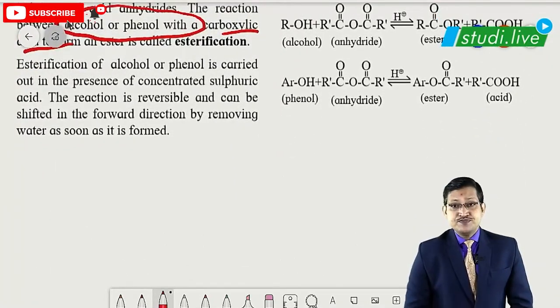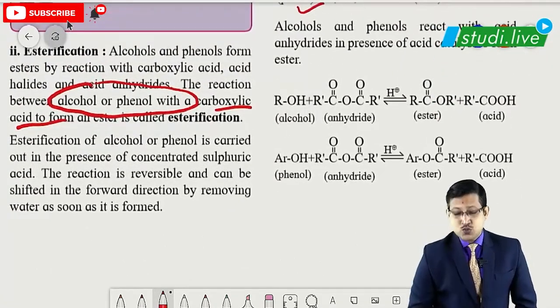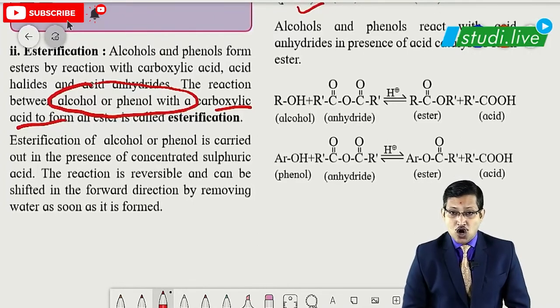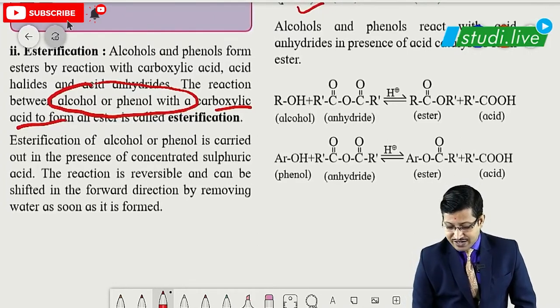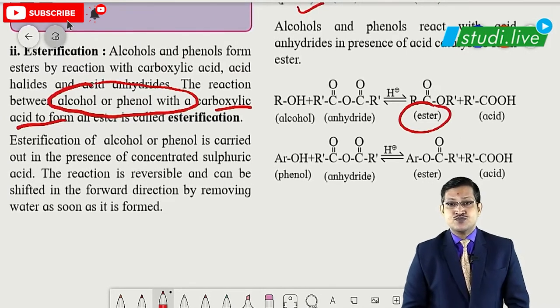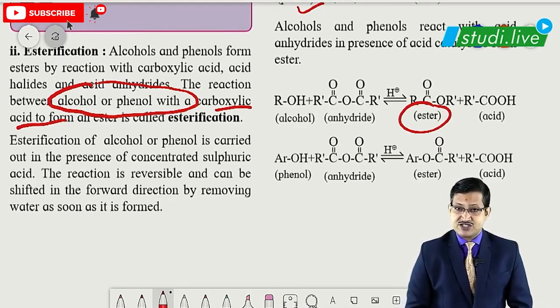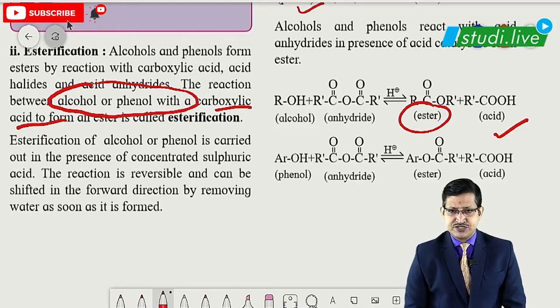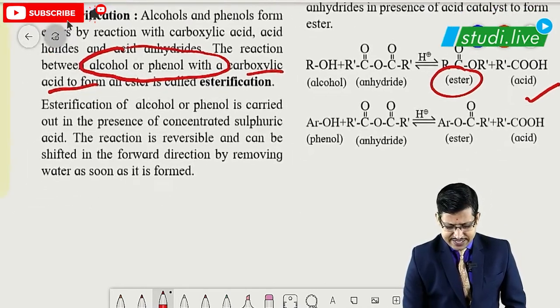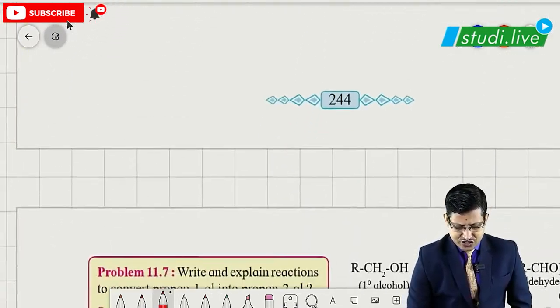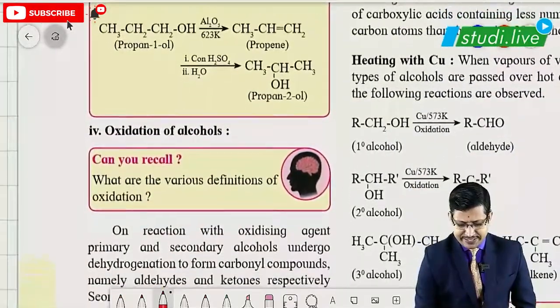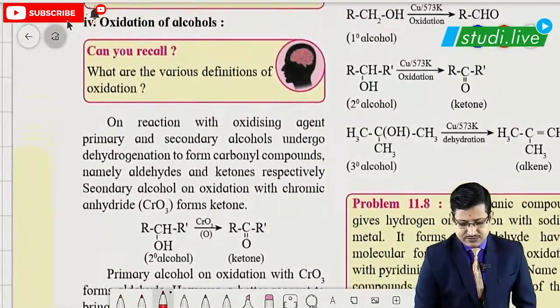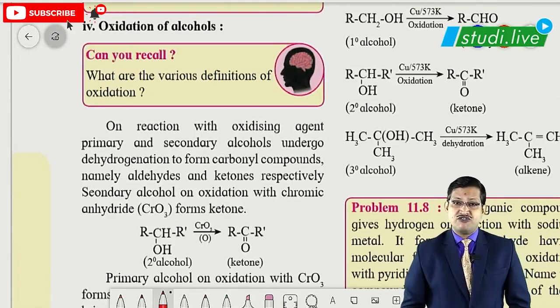The next reaction coming up is for alcohols with anhydrides. When alcohols react with anhydride, that will give you the formation of ester along with carboxylic acid. So this is the basic idea of the esterification reaction, and as the name suggests, it is the formation of ester which takes place. Coming on to the next reaction, that is oxidation of alcohols.